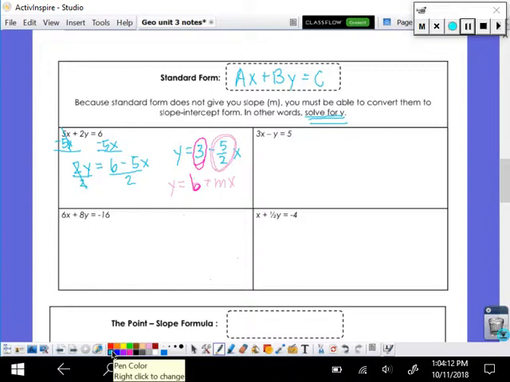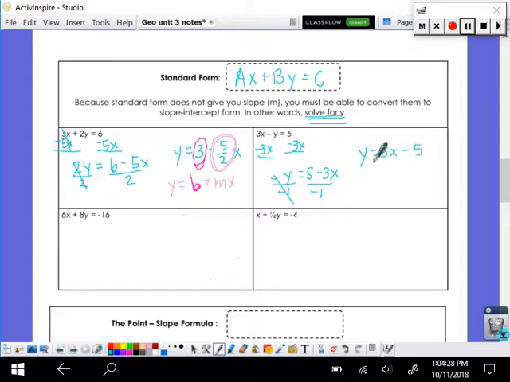Okay, next one, solve for y, minus 3x on both sides of the equation. Negative y equals 5 minus 3x. Divide by negative 1 on both sides. Y equals 3x minus 5. So I'm using the commutative property just to change the order of my right side of that equation right there. Not a big deal. Number 3, minus 6x on both sides.